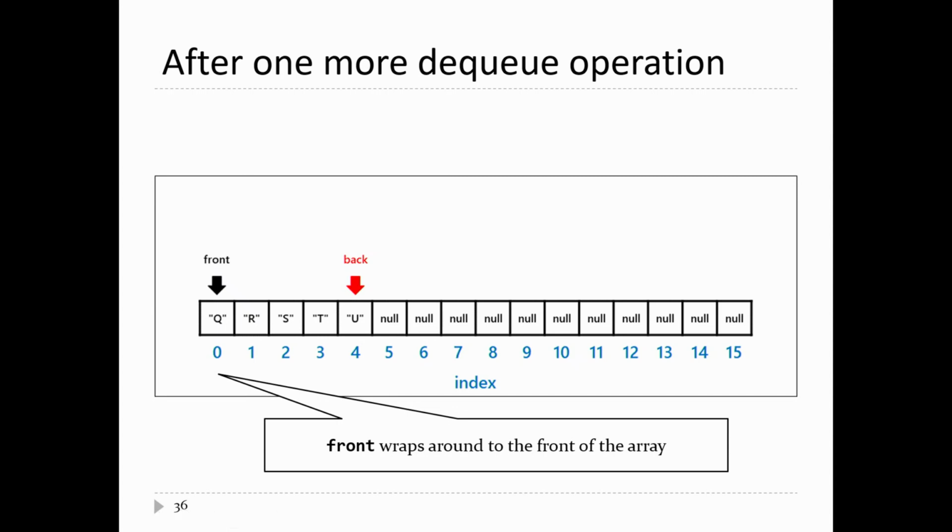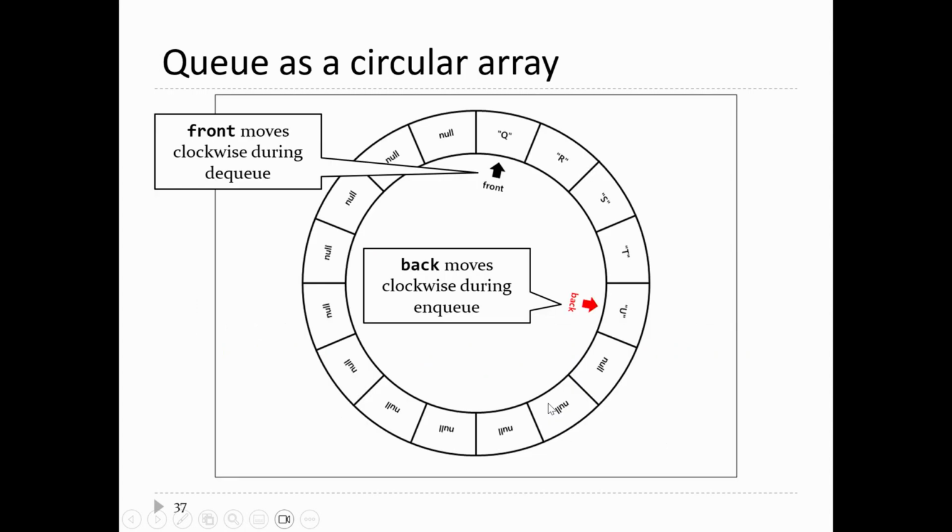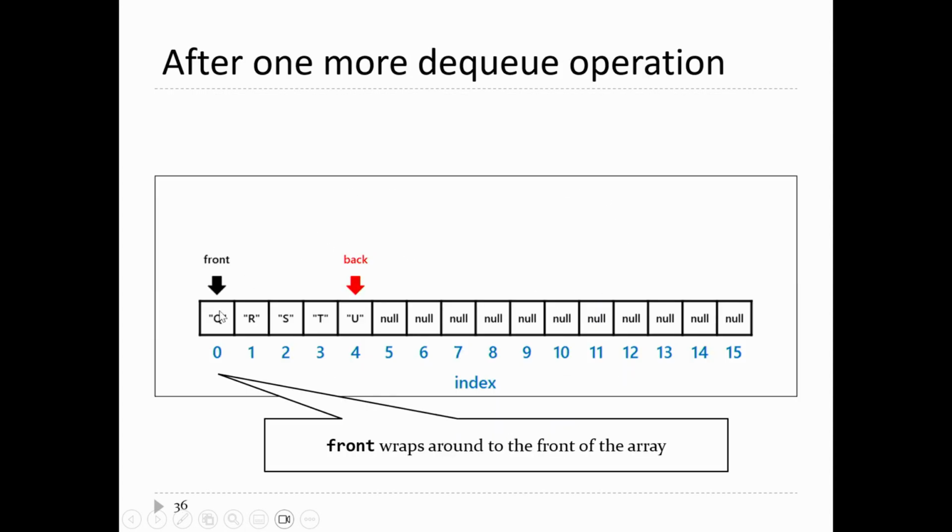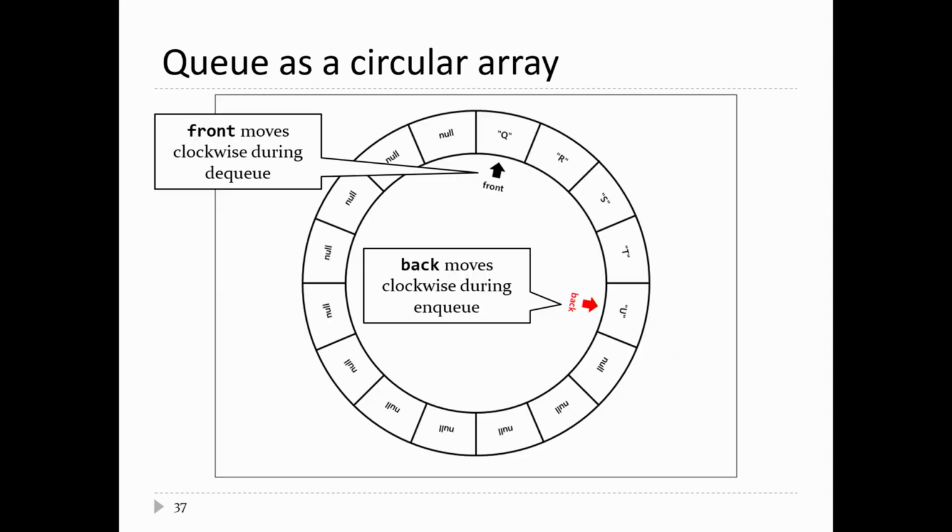So both front and back are going to wrap when they get to the last element of the array. And if you keep on going, the queue will come out, front will move over, and so on and so forth. So everything's always moving to the right. If they fall off the end of the array, they come back to the front. And so you can view this as what's called a circular array.